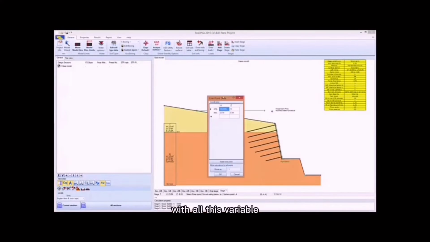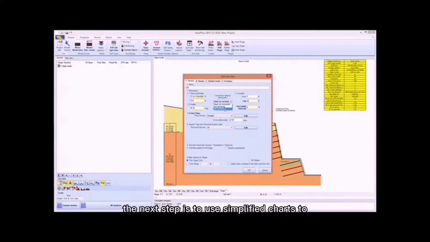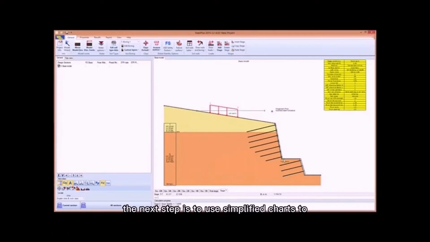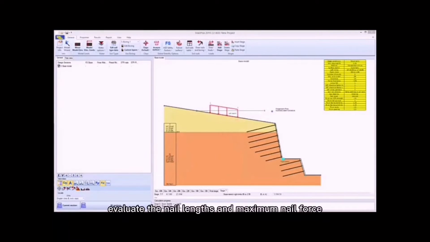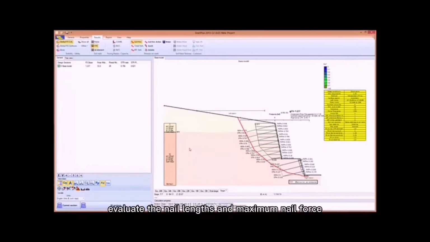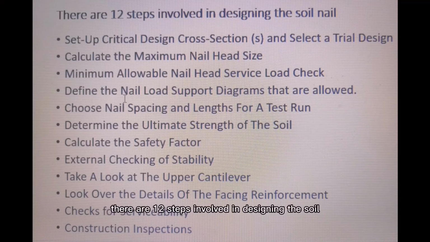With all these variables in the mind of the design engineer, the next step is to use simplified charts to preliminarily evaluate the nail length and maximum nail force. There are 12 steps involved in designing the soil nail wall.